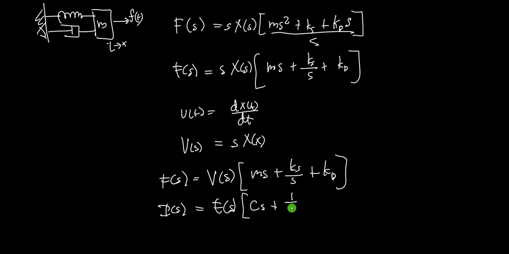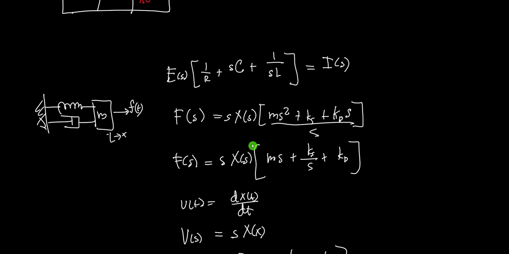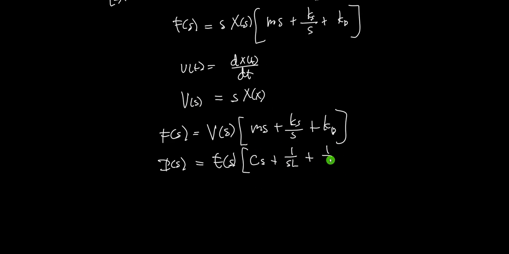1 over s times l. Then finally, the constant in here, it's just 1 over r. And by inspection, from this equation, we can now identify the analogy between these two. Because this is a force current analogy, so force and current are equivalent. This is not voltage, this is velocity, and the voltage are equivalent. The mass and the capacitance, Ks and 1 over L, Kd and 1 over R. 1 over R is the conductance.